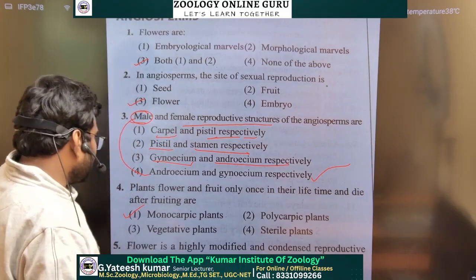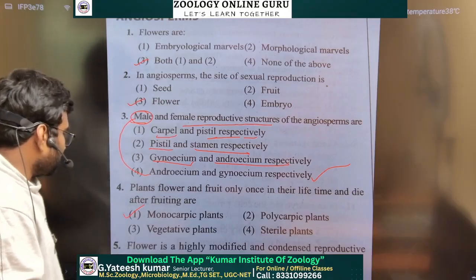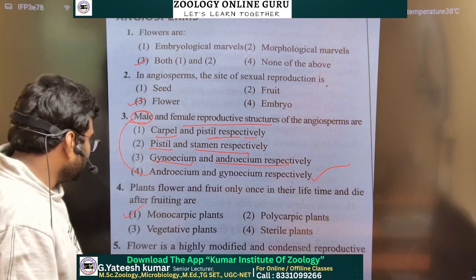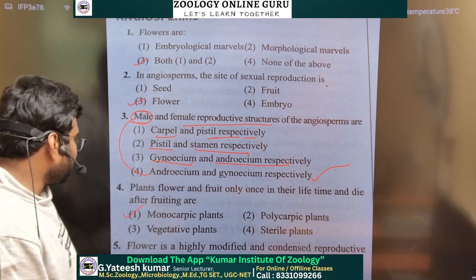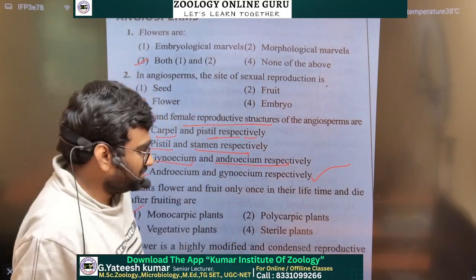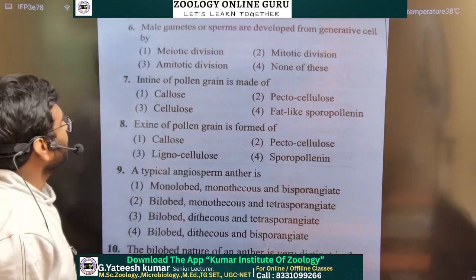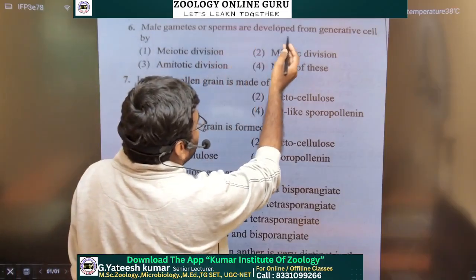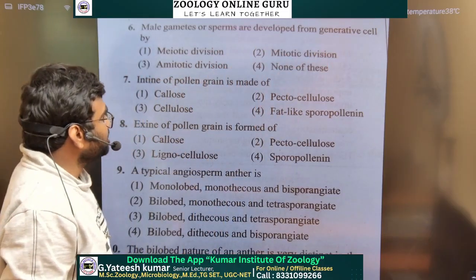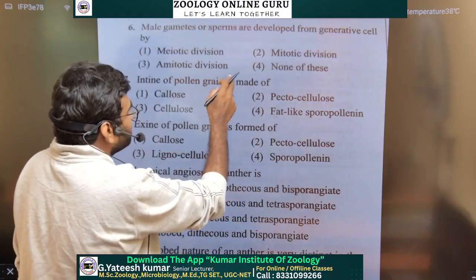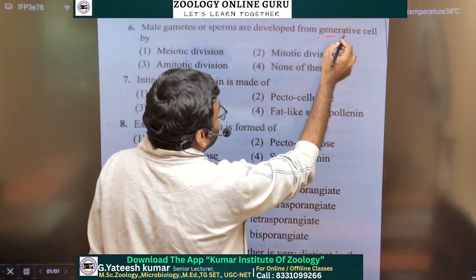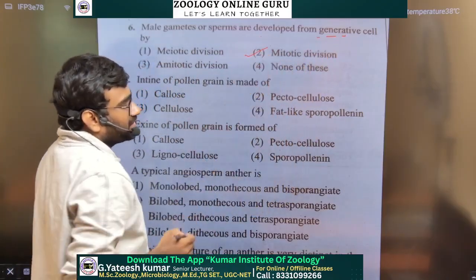Okay, and the next question: a flower is a highly modified and condensed reproductive shoot specifically meant for sexual reproduction. Next question. Male gametes or sperms are developed from the generative cell by which division? Meiotic division, mitotic division, amitotic division, none of these. Male gametes or sperms developed from the generative cell are divided by mitotic division.